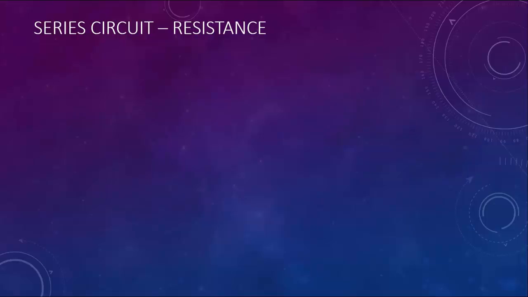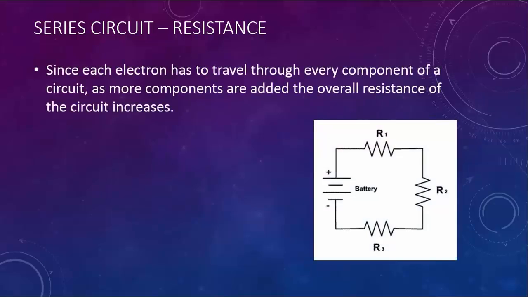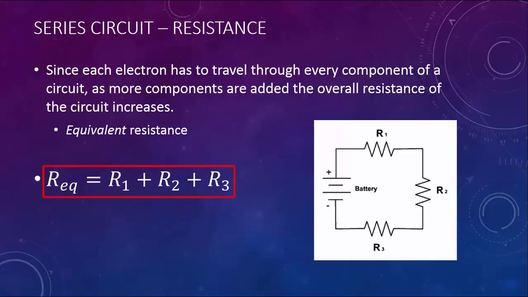Finally, let's talk about resistance for series circuits. Since each electron has to travel through every component of a circuit, as more components are added, the overall resistance of the circuit would increase. This is also known as equivalent resistance. The equivalent resistance in a series circuit is simply the sum of the individual resistances.